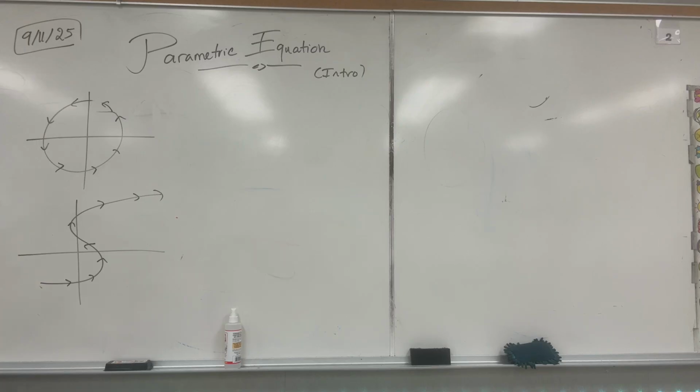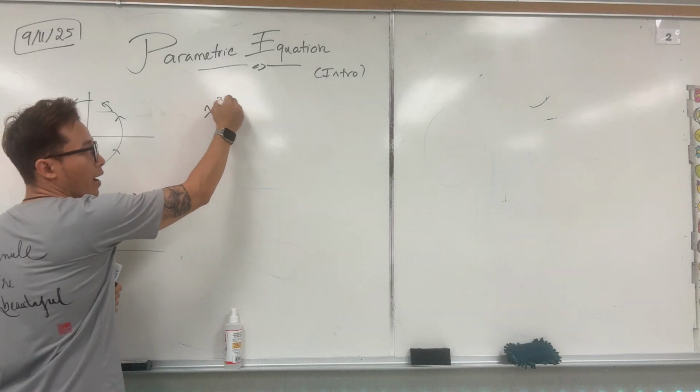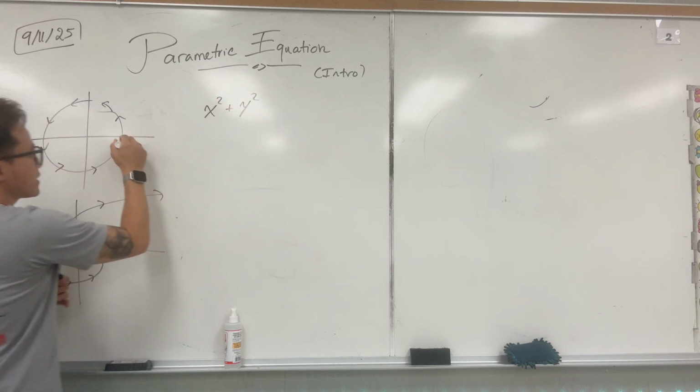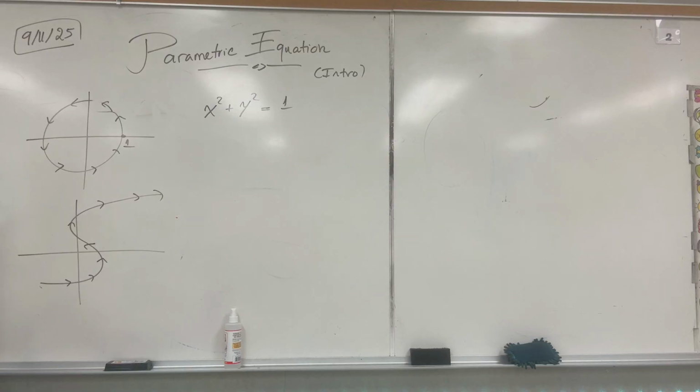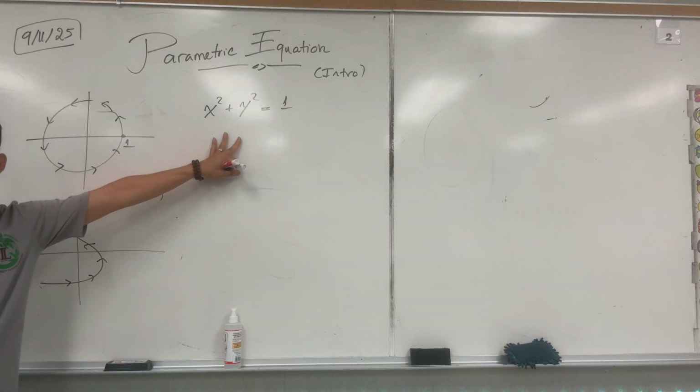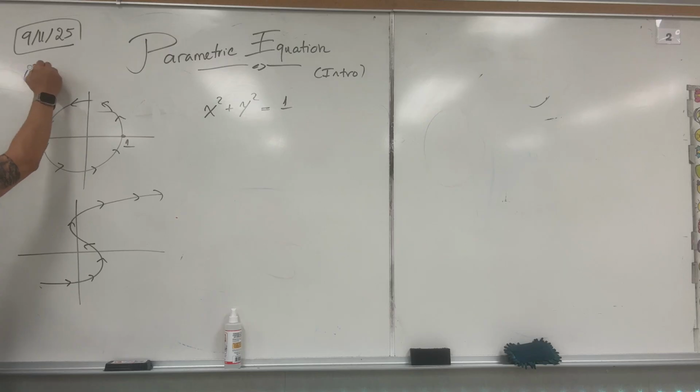Okay. Let's say this is a circle, right? Is it a function? No. Well, for the circle, what is the equation for the circle? X squared plus y squared, let's say the radius is 1, equal to 1. Now, this is the function of a circle, but when you represent it in x and y, they call it Cartesian.